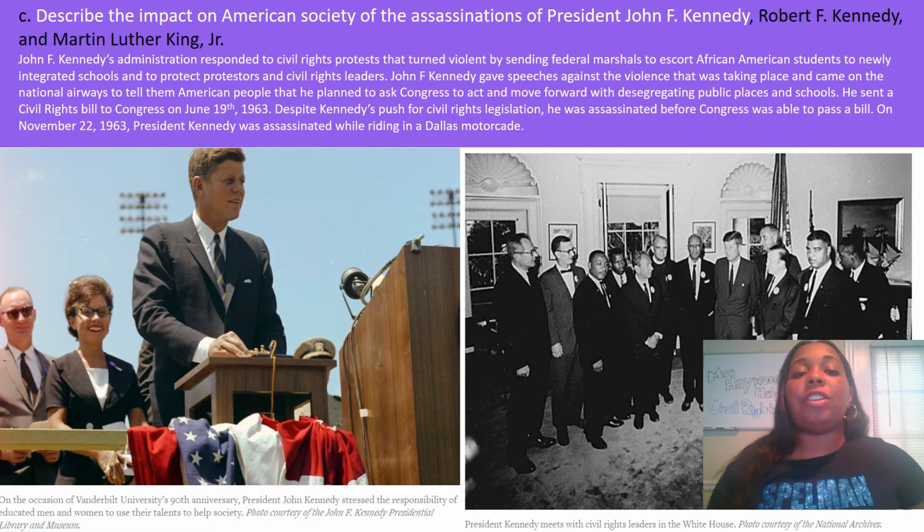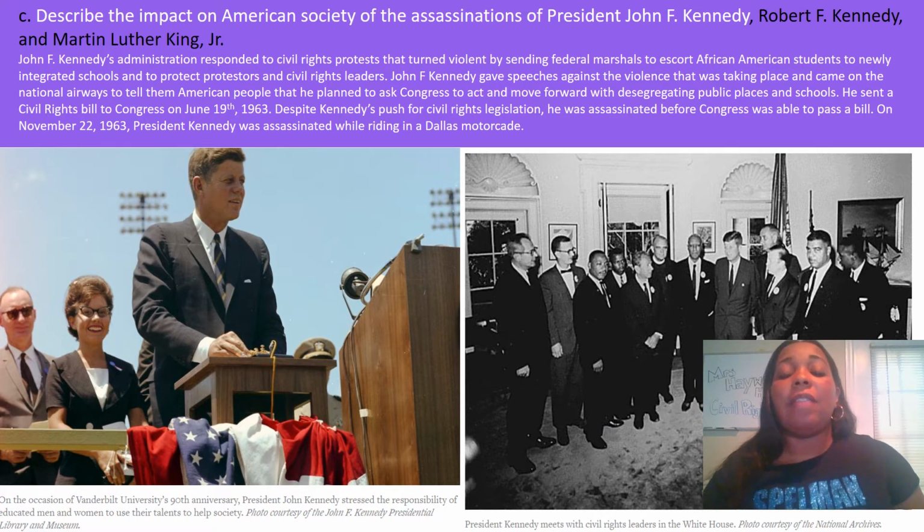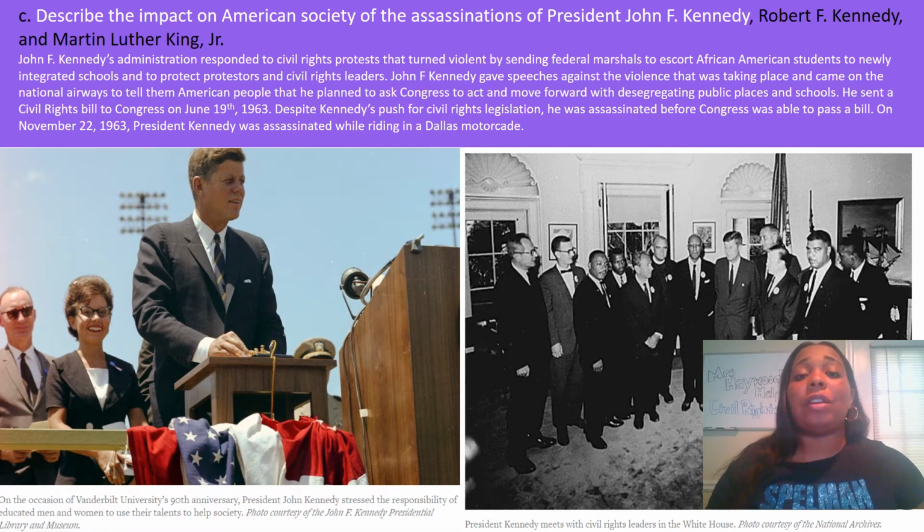John F. Kennedy's administration responded to civil rights protests that turned violent by sending federal marshals to escort African American students to newly integrated schools and to protect protesters and civil rights leaders. John F. Kennedy gave many speeches against the violence that was taking place and came on national airwaves to tell the American people that he planned to ask Congress to act and move forward with desegregating public places and schools. He sent a civil rights bill to Congress on June 19, 1963. Despite his push for civil rights legislation, he was assassinated before Congress was able to pass a bill.